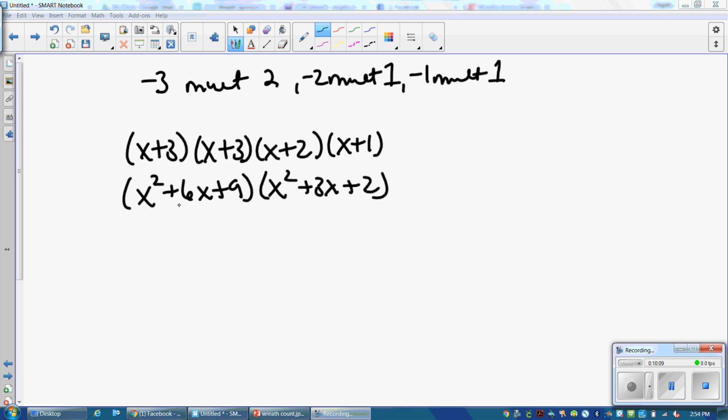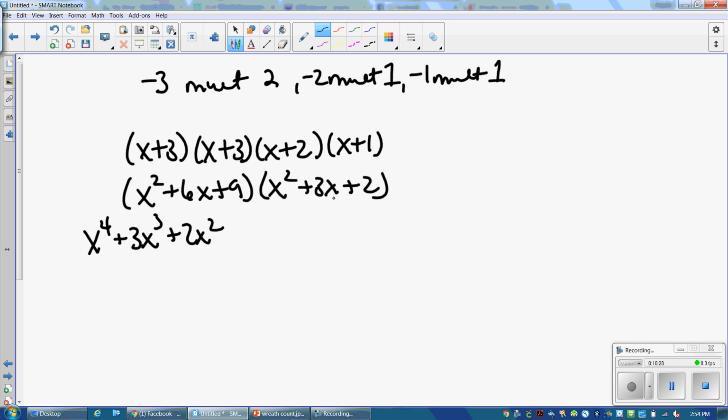All right, so I've got x squared plus 6x plus 9 is what I get when I multiply these two together, and x squared plus 3x plus 2 is what I get when I multiply these two together. So now, multiply all this times all of this. I'm going to do x squared times all of this, which is x to the 4th plus 3x cubed plus 2x squared. Then I'm going to do 6x times all of it, so that's 6x cubed plus 18x squared plus 12x. And then 9 times everything will be 9x squared plus 27x plus 18.